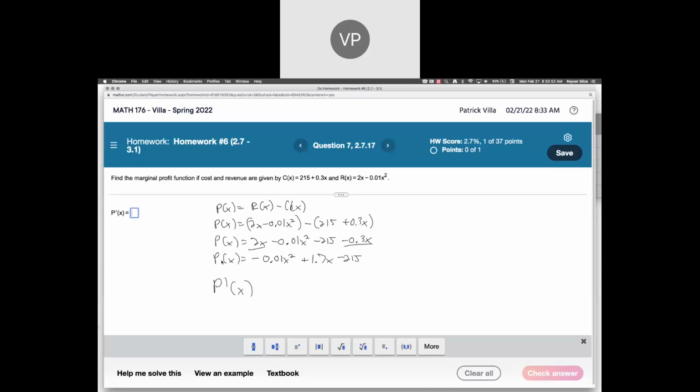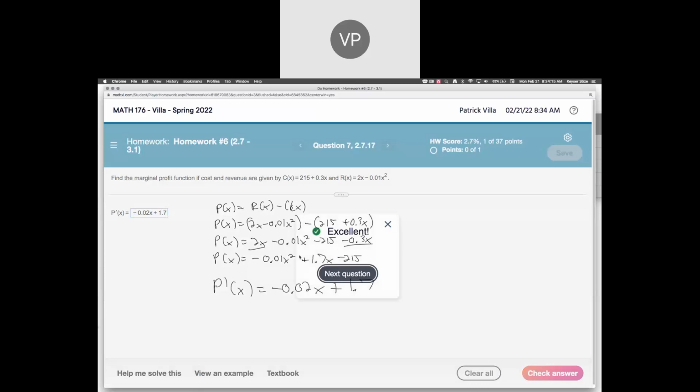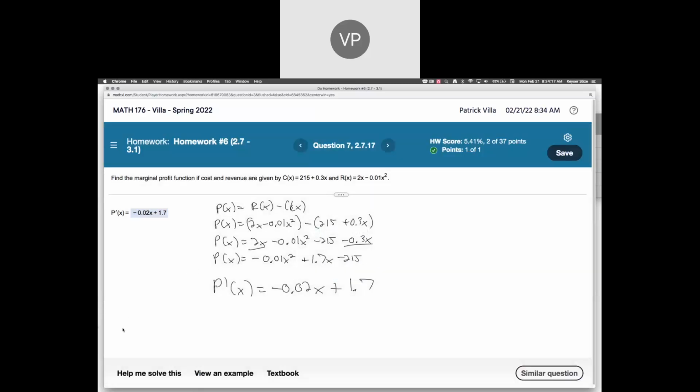Now I'm going to find the derivative. And I get a negative 0.02x plus 1.7. And the minus 215 disappears. That's my marginal profit function. Negative 0.02x plus 1.7, and there's our answer. Okay, again, keep pausing if you need to look at this over and see it. If not, we'll move on to the next one. Unpause and we'll move on.